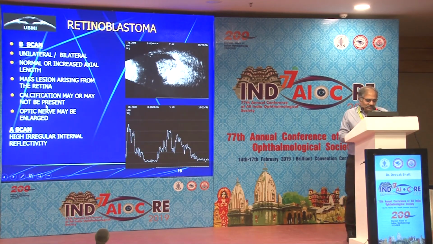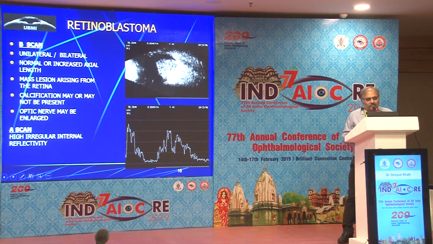Coming to mass lesions within the vitreous cavity. First one, as Dr. Nayak showed, a case of retinoblastoma. Remember that when we are evaluating leukocoria, the most important thing is to look at the axial length. If the axial length is normal or increased, it is retinoblastoma, because all the other conditions which are differential diagnoses of leukocoria or simulate a retinoblastoma have reduced axial length, each and every one of them. So axial length is very important.